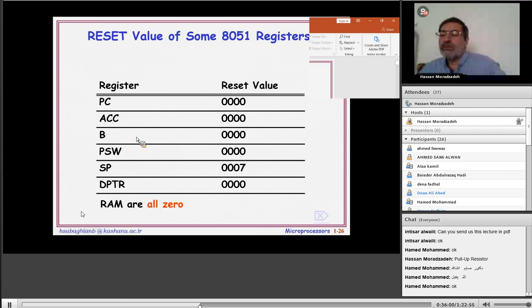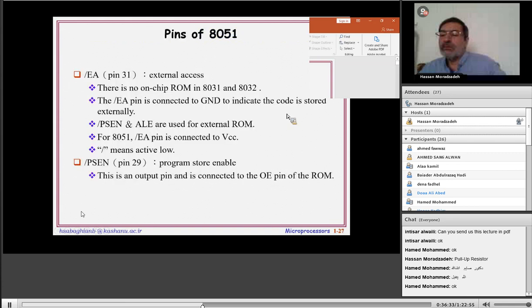EA is external access. There is no on-chip RAM in this item. The external access pin is connected to ground to indicate the code is stored externally. Program store enable bar and address latch enable are used only for external RAM accessing. For this item, the external access bar pin is connected to VCC, for deactivating this pin. The bar means bar. Program store enable is an output pin and is connected to the output enable pin of the RAM.